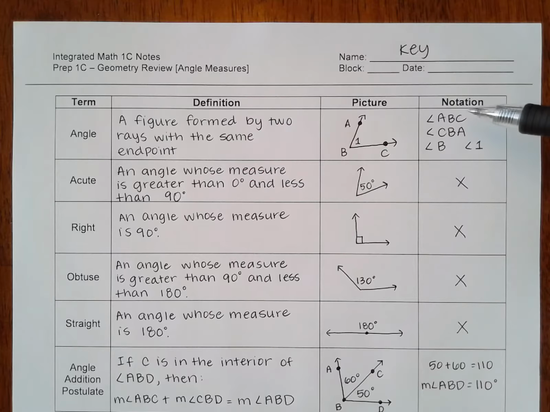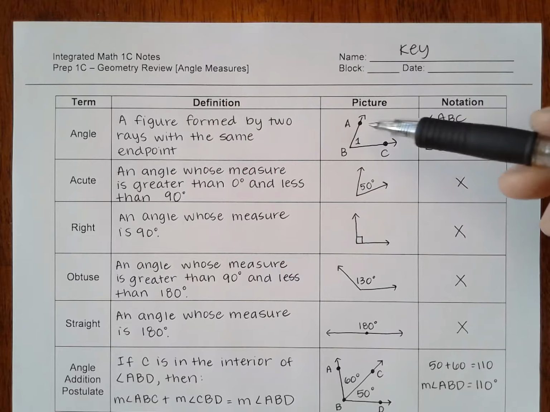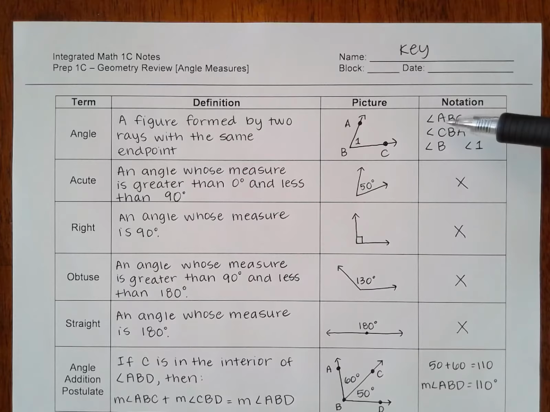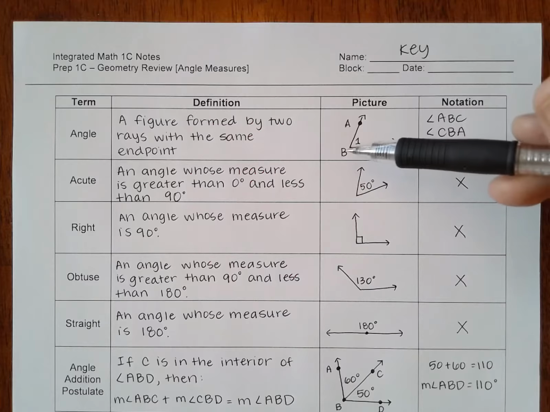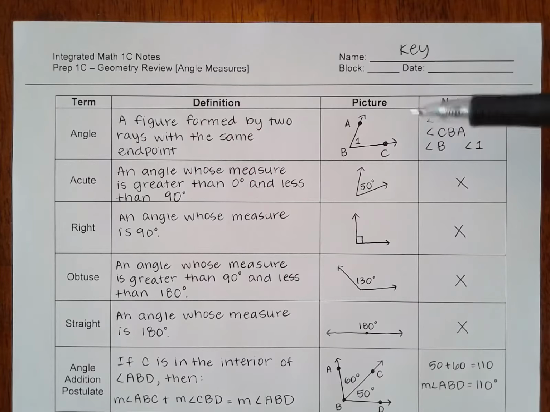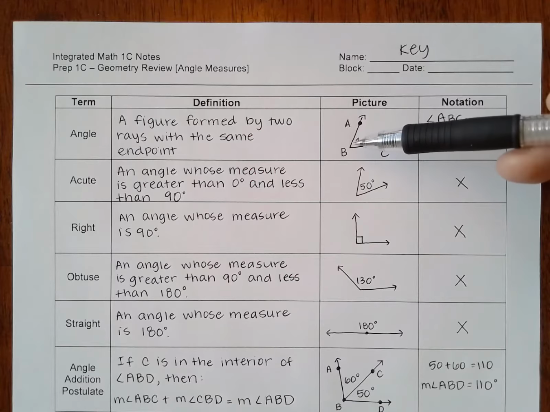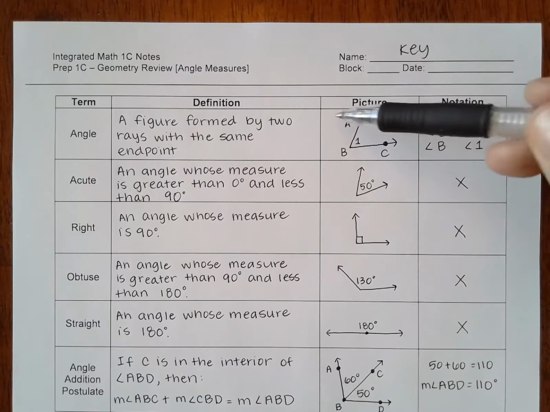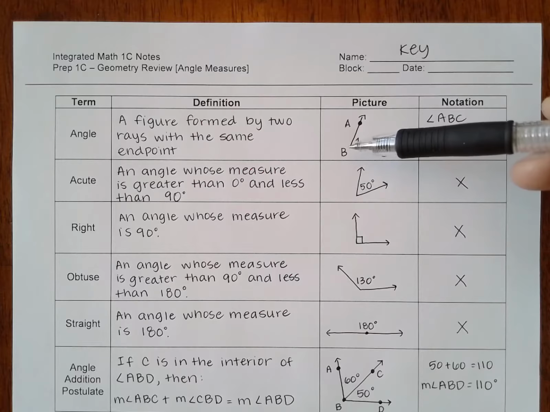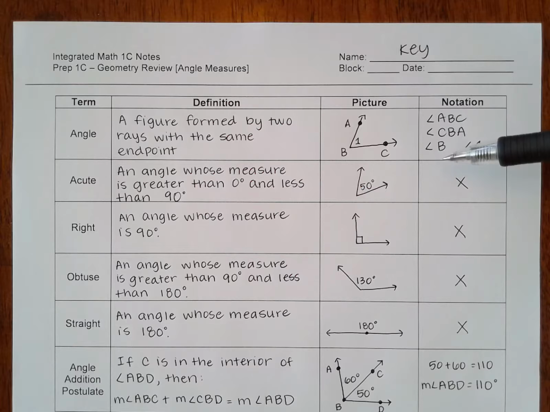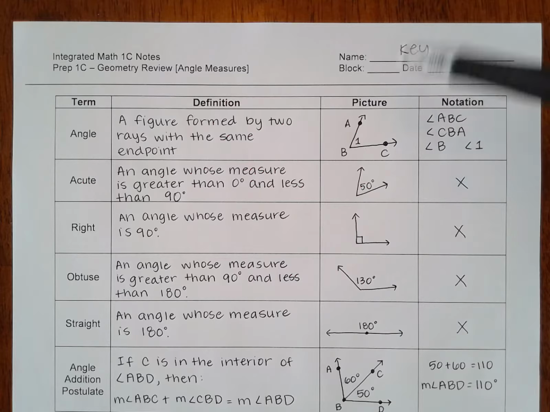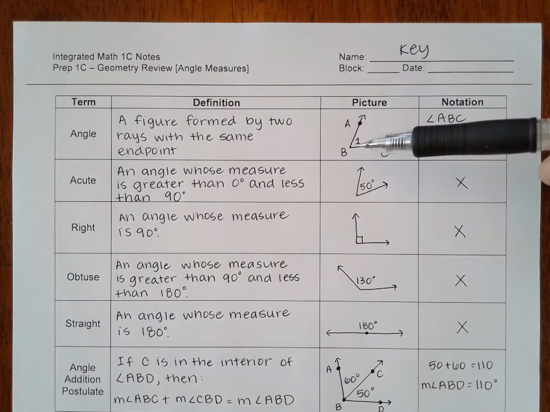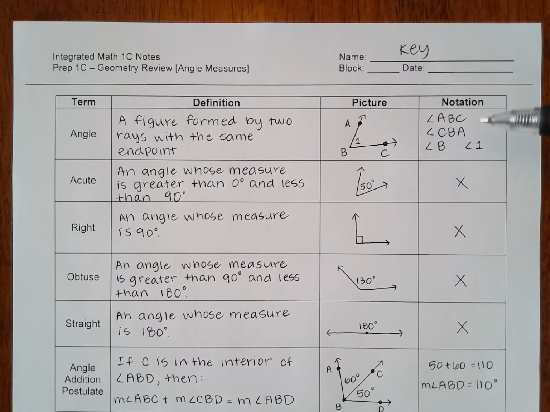When it comes to naming an angle, I have a few ways that I can do that. I could call this angle ABC. Notice that it goes in the order so that the vertex, or the corner of the angle, is in the middle. I could also call this angle CBA, again with the B in the middle, since B is the vertex of the angle. Because there are no other angles that share this vertex, this endpoint, I could also call this angle B. And lastly, sometimes you'll see a small letter or a small number on the interior of the angle, and you can call the angle by that letter or number as well. So I could also call this angle 1.